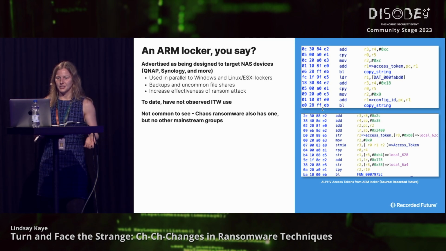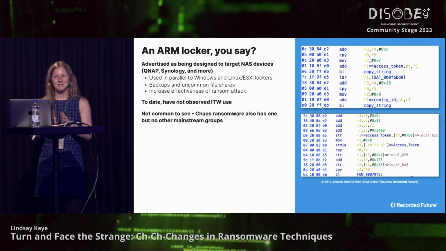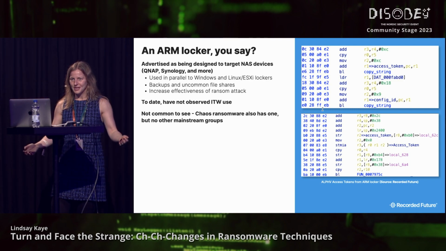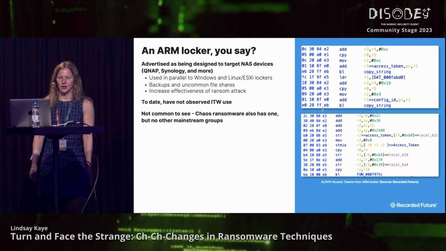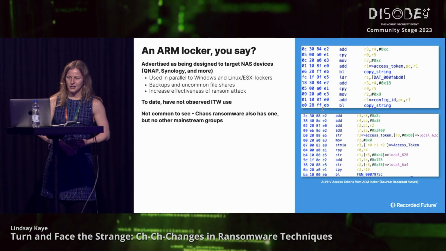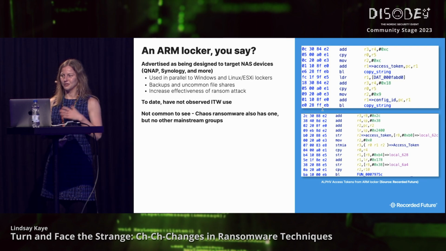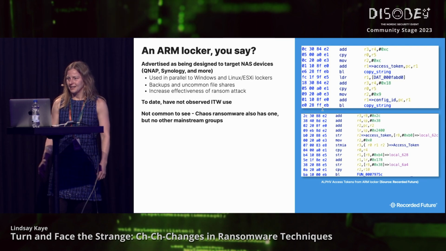So ultimately, you're increasing the effectiveness of the ransomware attack because things that a company might have thought wouldn't be encrypted now run the risk of being so. And to date, I haven't observed it used in the wild as yet, not to say that it won't be, but that's just where we are now. And generally, ARM lockers aren't really super common to see. So Chaos Ransomware has one, but if you look at the other mainstream groups, there really aren't any.